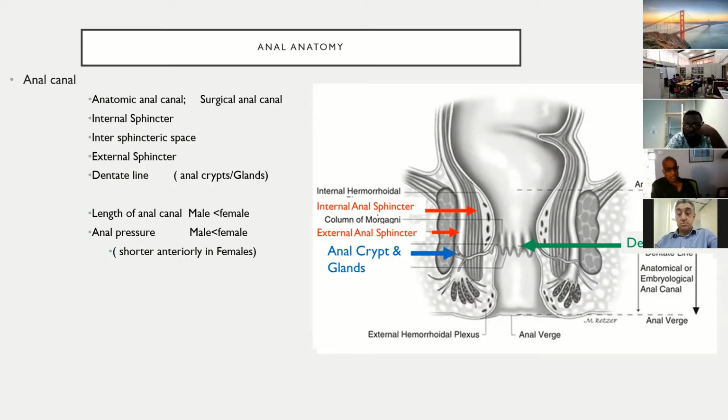Now, the length of the anal canal is longer and stronger in males than females. To mention, the anal canal is a little shorter anteriorly in the female.